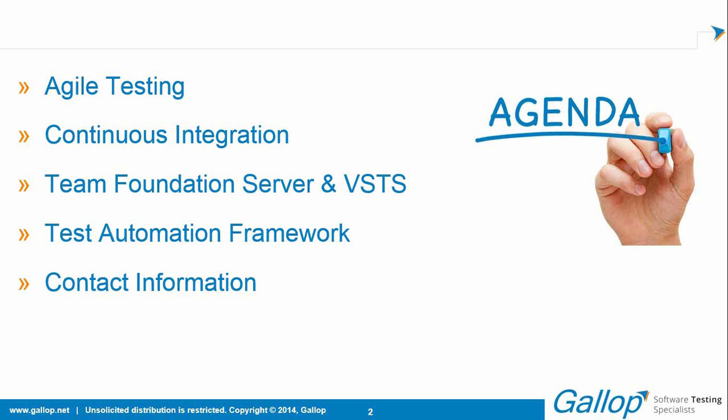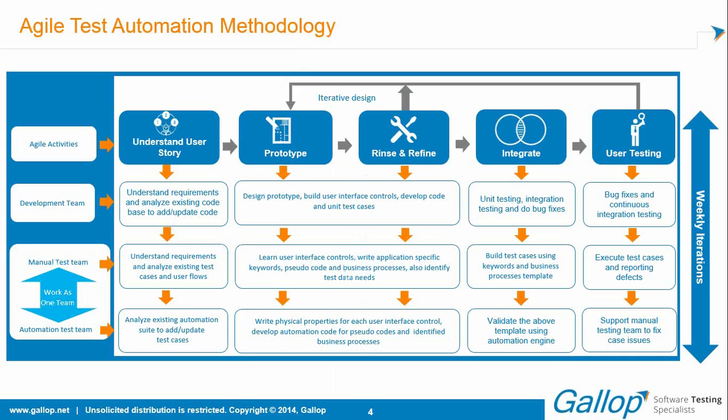Going to the next slide, let's look at what Agile testing says. As you can see here, this is the typical methodology, and it depends on your organization and how you define your methodology. But when it comes to Gallup, because we have been doing continuous integration and agile testing projects all through, and we have done many projects and learned from our past experiences, we have defined this process.